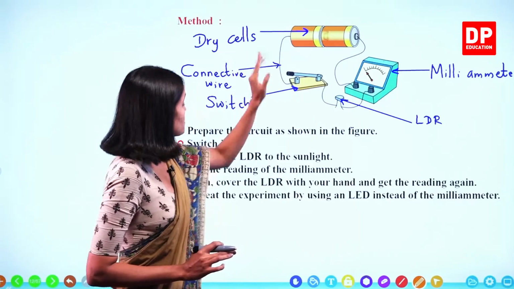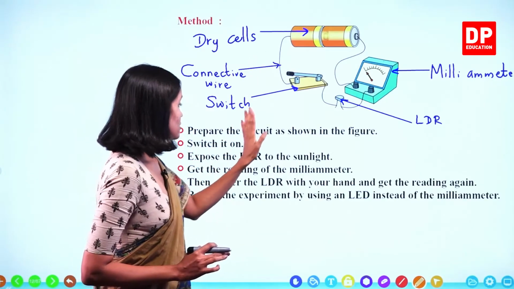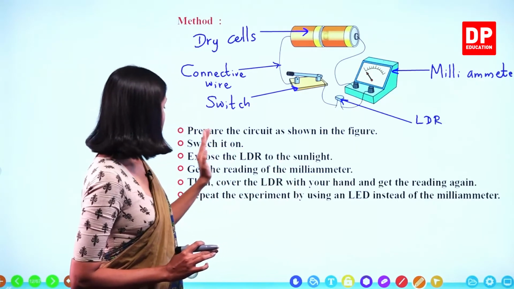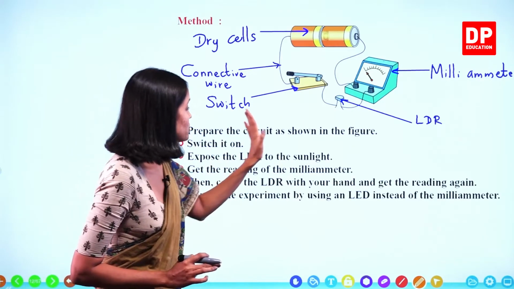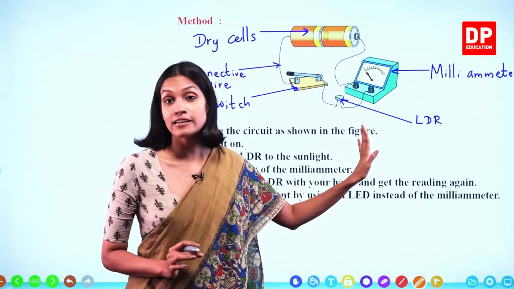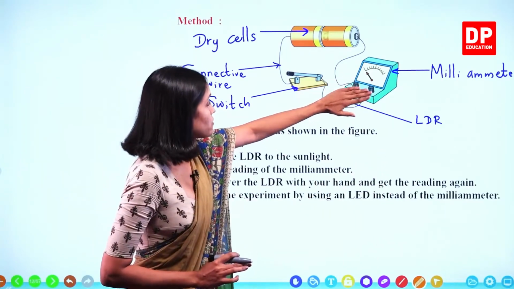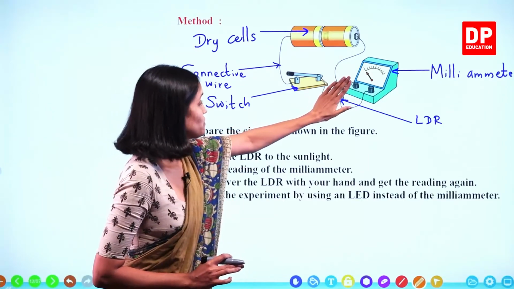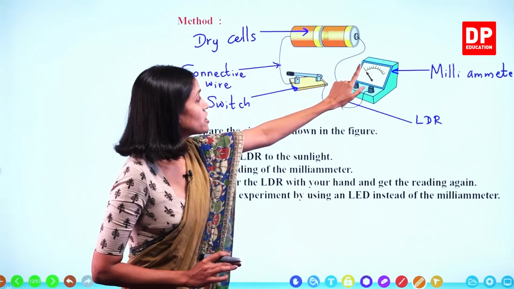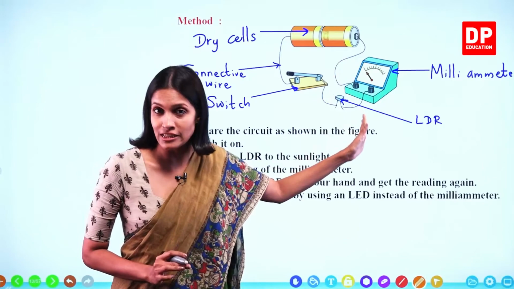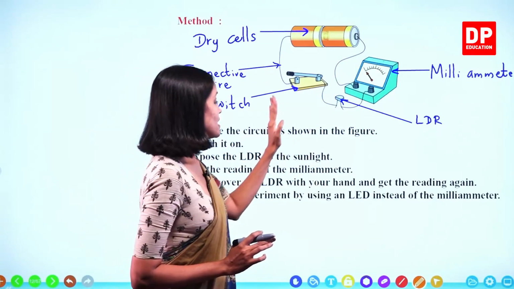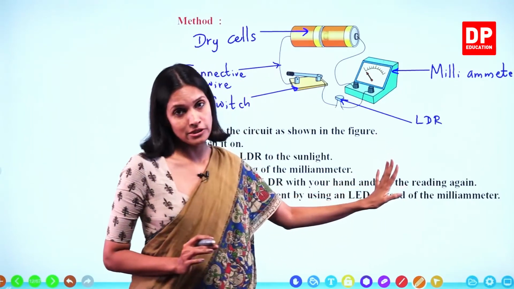Okay. So next one, expose the LDR to the sunlight and get the reading of the milliammeter. Then cover the LDR with your hand and get the reading again. Right? You have to cover the LDR. LDR is a small device. You have to cover it, and then check what happens to the milliammeter indicator. Right? And repeat the experiment by using an LED instead of the milliammeter.